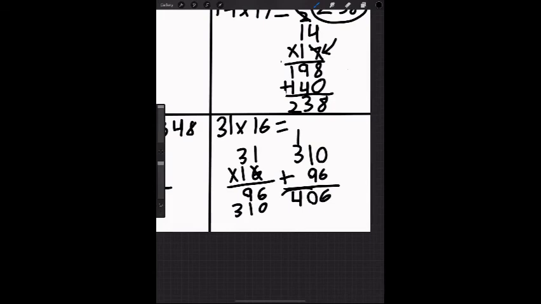Weird. Okay. Anyways, that was multiplying two-digit numbers. I'm hoping you can understand it now. It is all right.